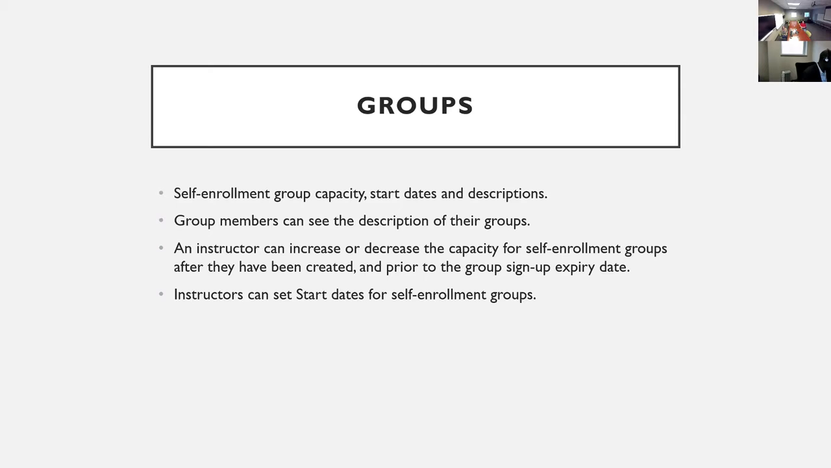Groups. So there are 4 new items: the self-enrollment capacity to include the start date and description. Group members can see the description of their group now. Instructors can increase or decrease the enrollment period, where the student can go and self-enroll, as well as set a start date for the self-enrollment. So this one is a new one.